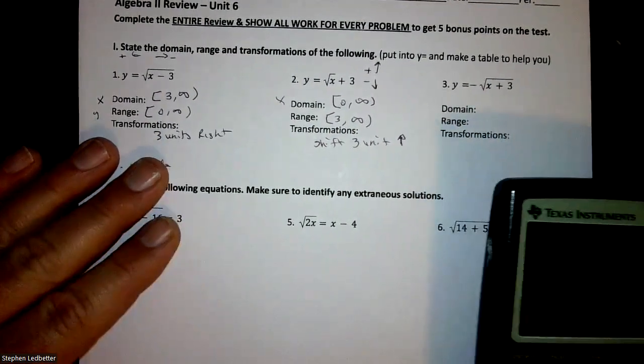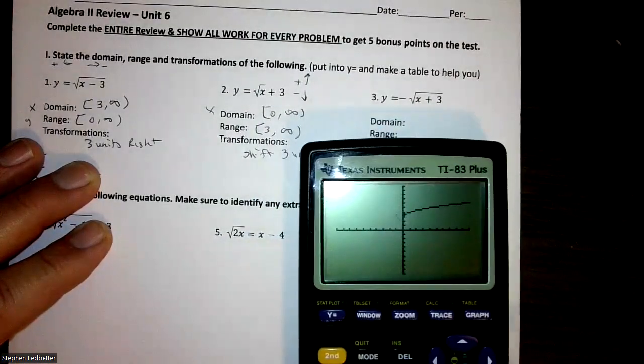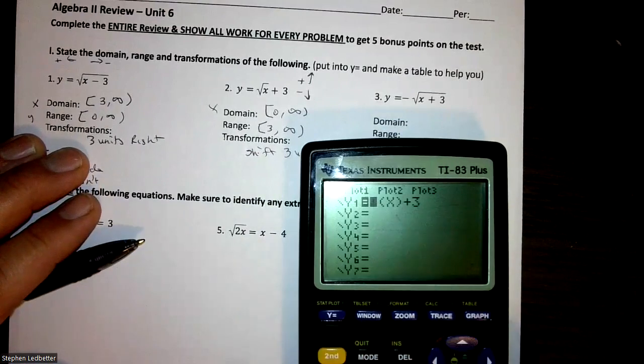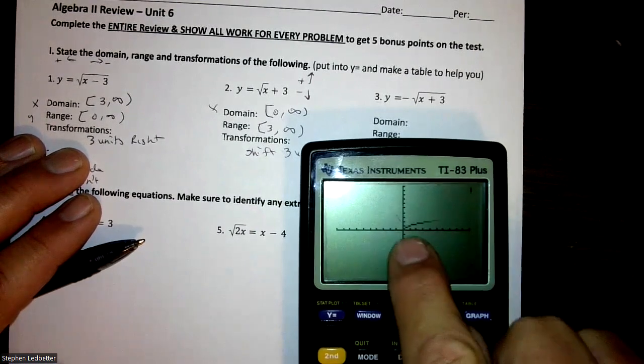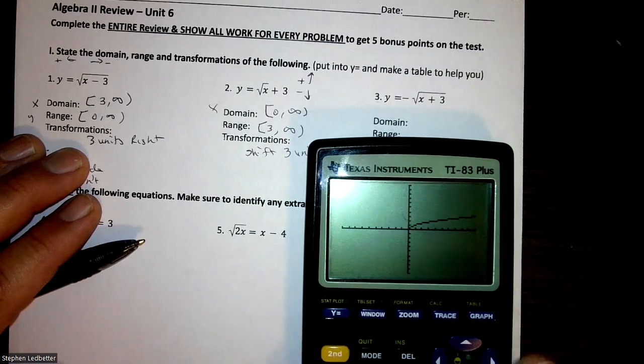All right, so the next one, do the exact same thing. In fact, what I'll do is I'll put the original so you can see the difference. So here we go. And it doesn't hurt to do this. I mean, you can see, because if I graph it, there's the original. It starts at the origin and it goes that way. That's what they call the parent function.